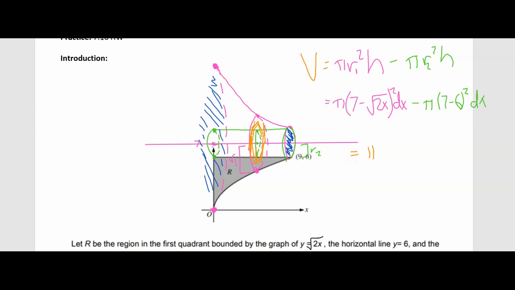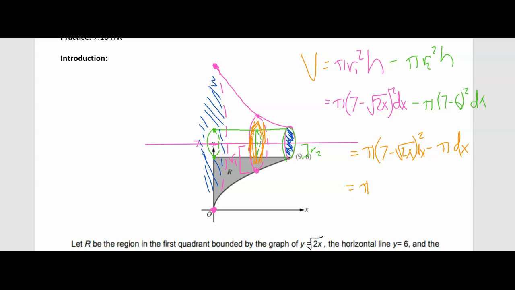So I'm not going to square this binomial right here. I'm just going to leave it as is because we are going to use a calculator to evaluate this. I will simplify the 7 minus 6 squared though. That'll just give me pi times dx. I also need a dx over here. Can't forget that. And I will now factor out a pi and a dx.